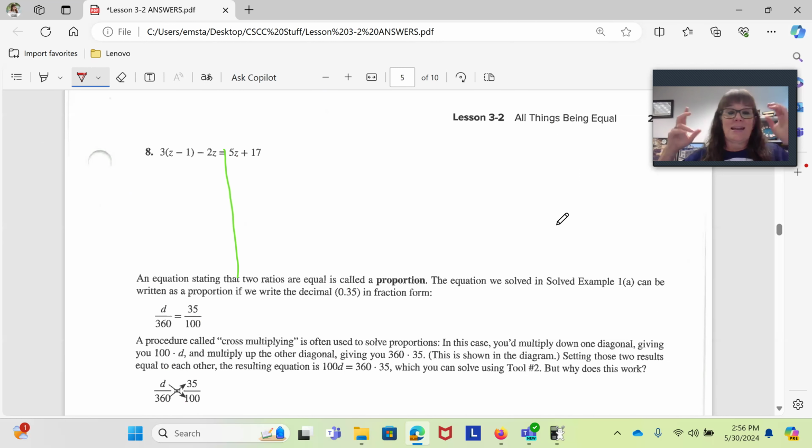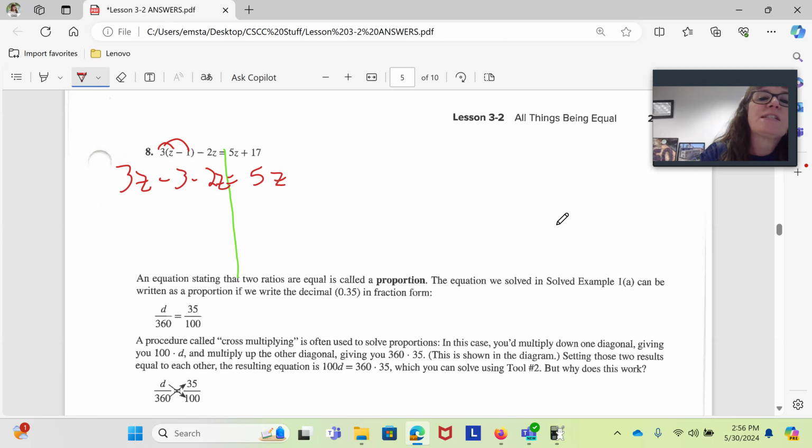I have parentheses. I can't solve anything with the parentheses in there. So the first thing I'm going to do is distribute the number outside the parentheses through the parentheses. Distribute means times. We did this earlier this semester, but it does mean times. 3 times z is 3z, minus 3 times 1 is 3. The 2z is still there. The 5z plus the 17 I haven't touched.